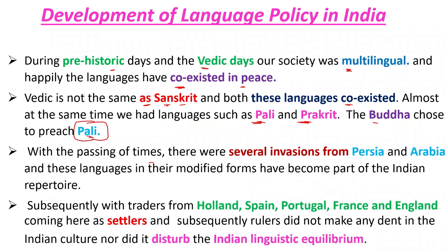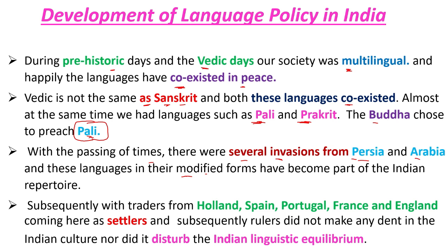With the passing of time, there were several invasions from Persia and Arabia, and these languages in their modified forms became part of the Indian repertoire. Persian and Arabian people started invading India, but our languages were modified. Most of the Persian and Arabic words entered into our languages, and our people started mixing their words.